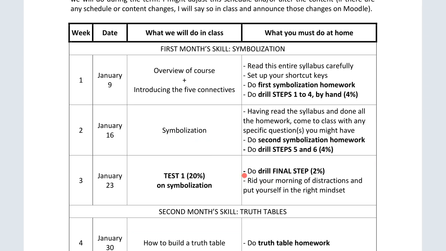And here I say, rid your morning of distractions and put yourself in the right mindset. Preparation for the test begins the day before. Go to bed early. Don't get into an argument with your partner or parents or whatever. It really will affect your performance. So do what you got to do to shine during those 3 hours.